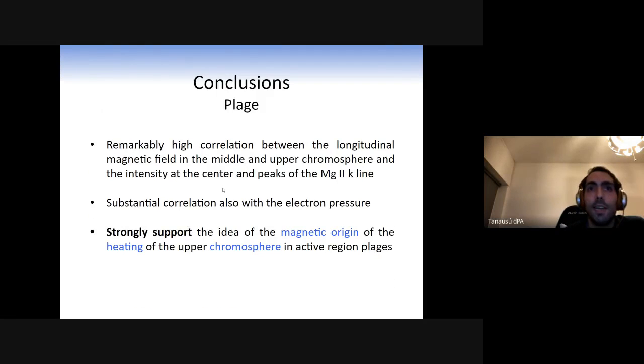We also found remarkably high correlation between the longitudinal magnetic field in the top layers of the atmosphere and the intensity at the center and the peaks of the magnesium II k line. There was also substantial correlation with electron pressure, and this strongly supports the idea of the magnetic origin of the heating in the upper chromosphere in the active region plage.